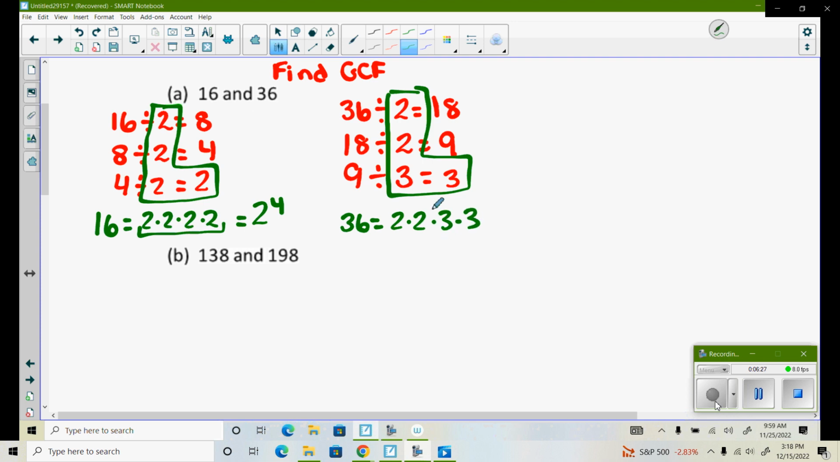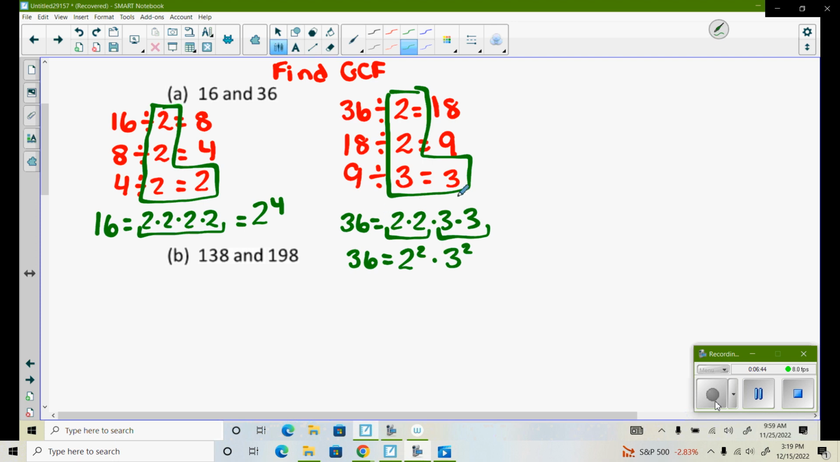Or I can put them together as powers, so the two 2's can go together and the two 3's can go together. So 36 would be equal to 2 to the power of 2 and 3 to the power of 2. So now we've done our prime factorization for both numbers.